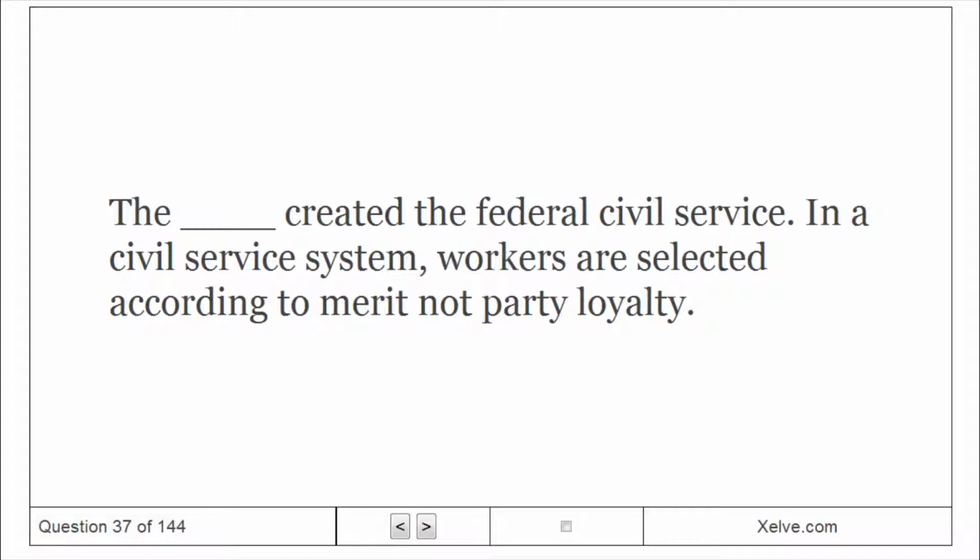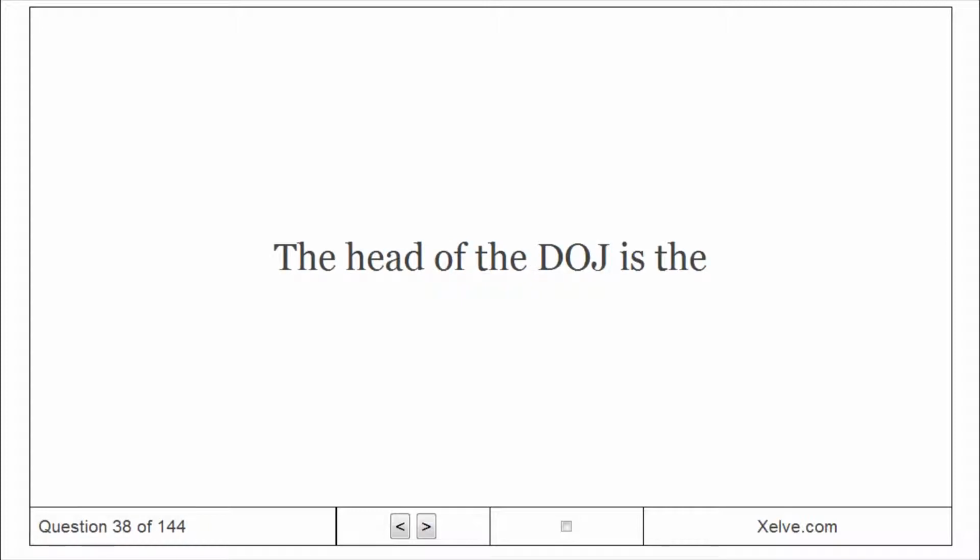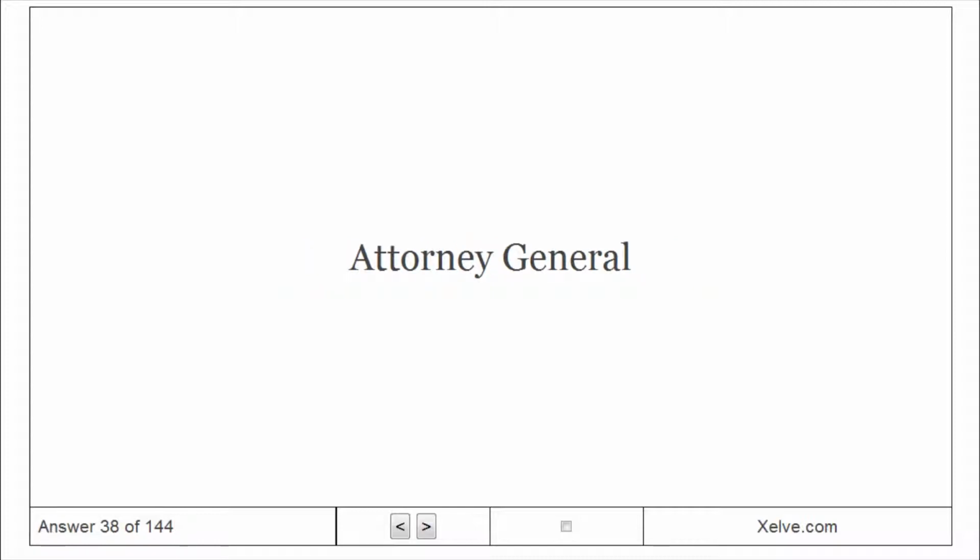The Pendleton Act created the federal civil service. In a civil service system, workers are selected according to merit, not party loyalty. The head of the DOJ is the Attorney General.